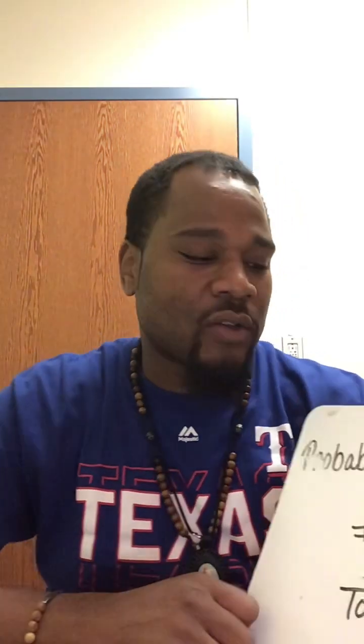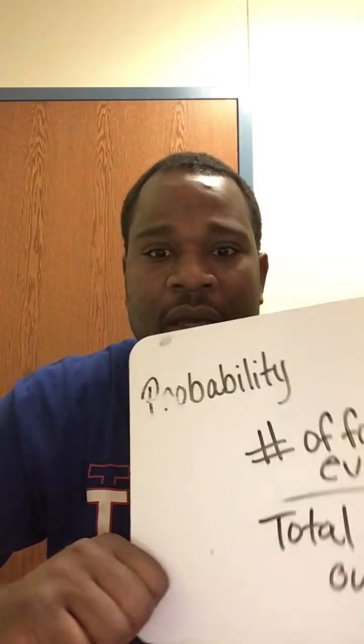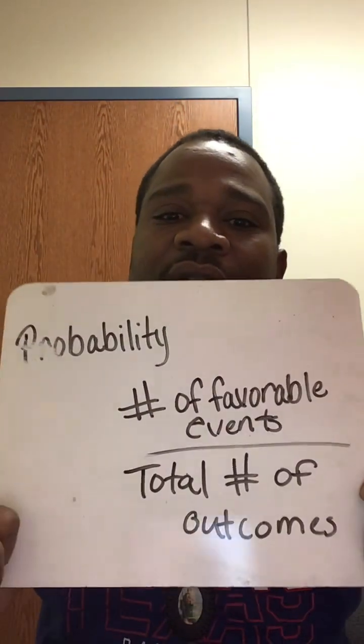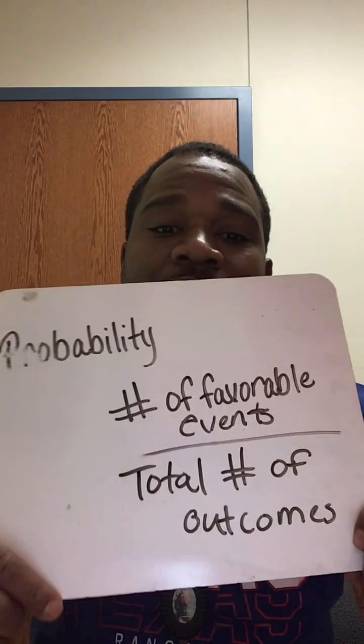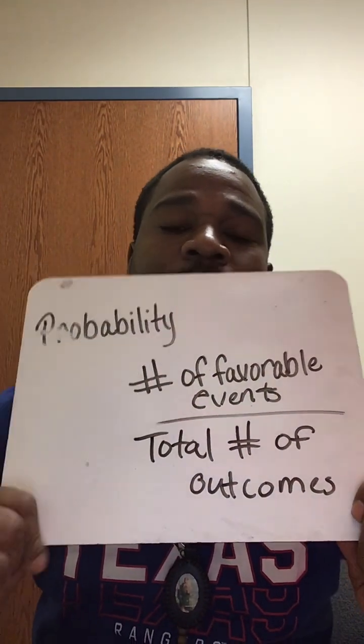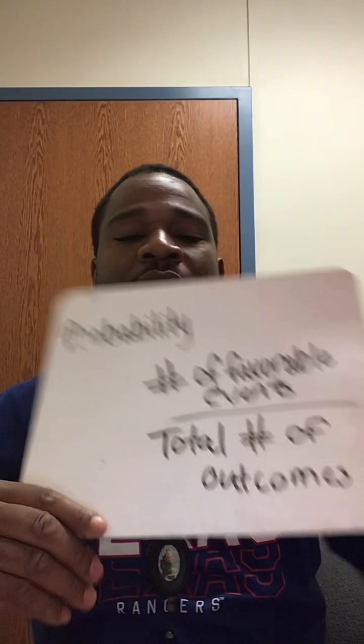So first, I'll describe what probability is. Probability, hope you can see it, is the number of favorable events over the number of total outcomes. That's what probability is. So let me break that down. First, I'll start with the total number of possible outcomes. And like I say, we're going to be using dice. So I'm going to show you how to do it using dice.